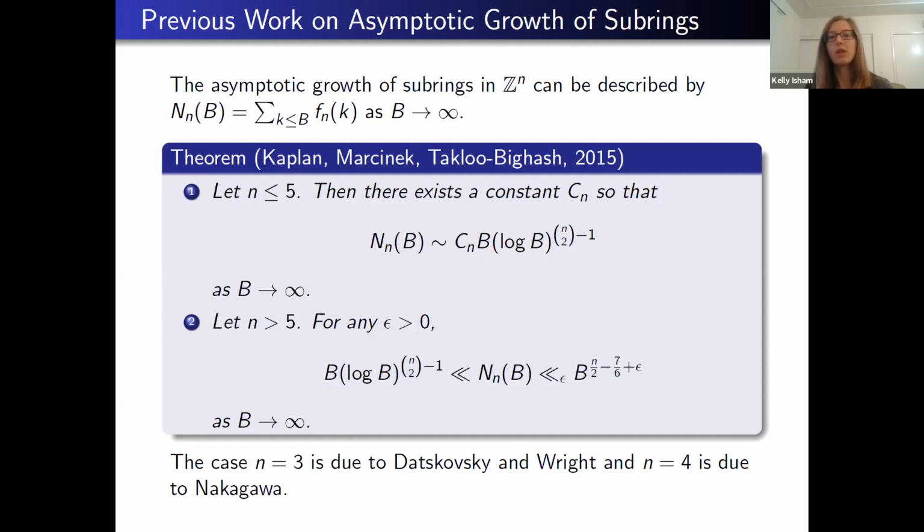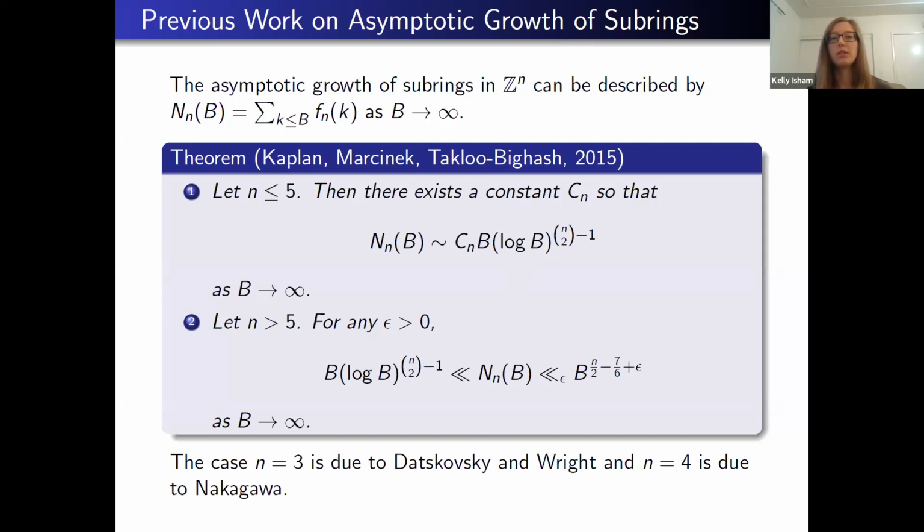The case n equals 3 is due to Datskovsky and Wright. The case n equals 4 is due to Nakagawa. In these cases, 3 and 4, what these authors do is actually describe the subring zeta function as a rational function in terms of the Riemann zeta function. And using that, they can explicitly determine what this asymptotic is. It's a very interesting result that even when n equals 5, they're able to prove this asymptotic without knowing some sort of simpler expression for the subring zeta function.